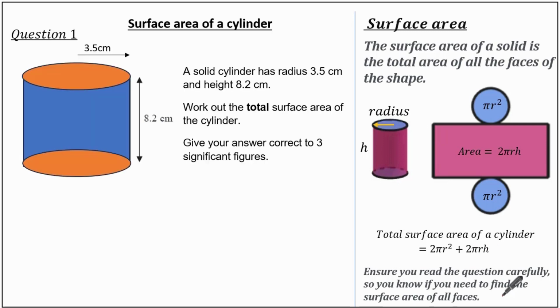So let's have a look at a past exam question. Here we have a solid cylinder. It has a radius of 3.5 centimeters and a height of 8.2 centimeters. We're asked to work out the total surface area of the cylinder and give our answer correct to three significant figures. See if you can give it a go and press pause if you need.